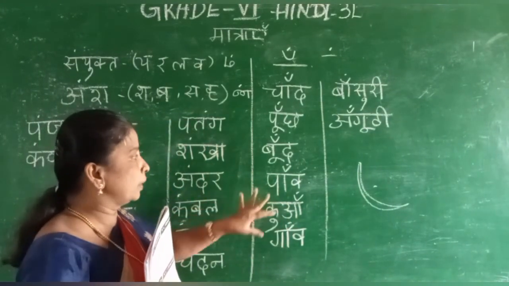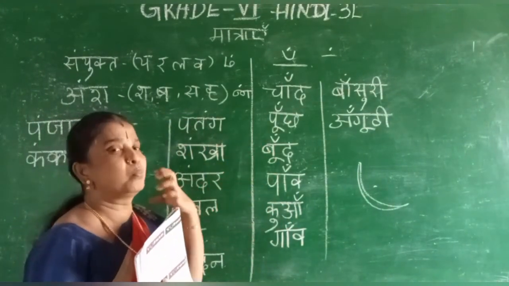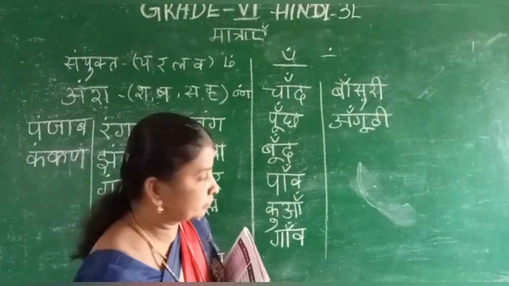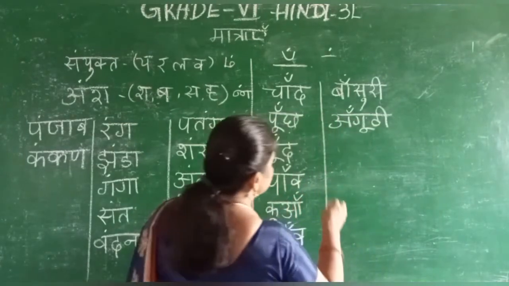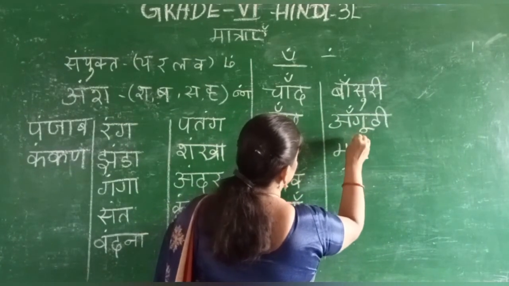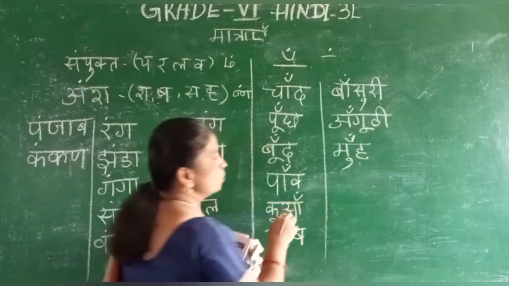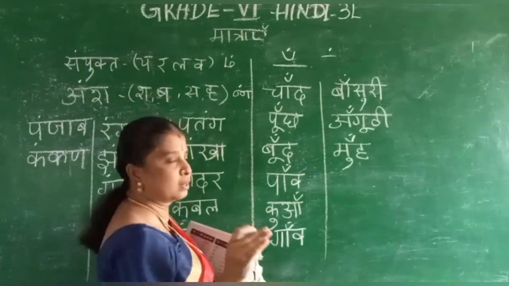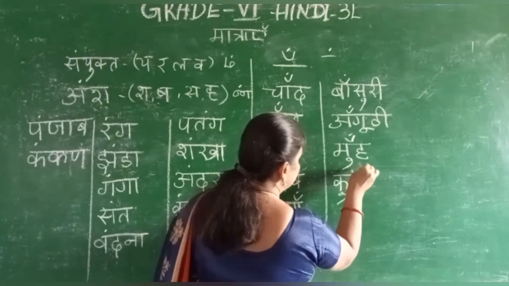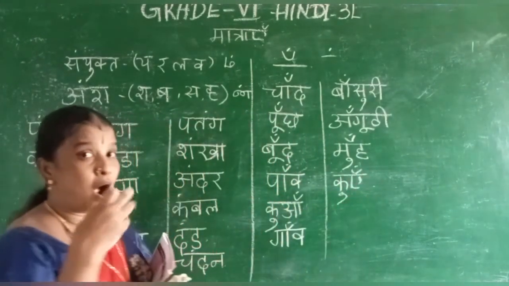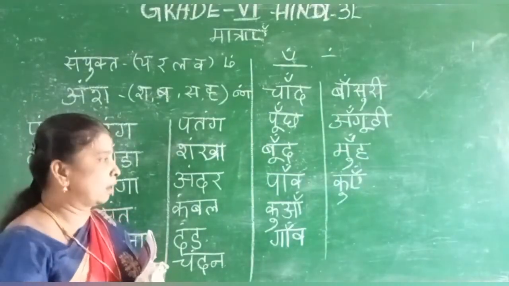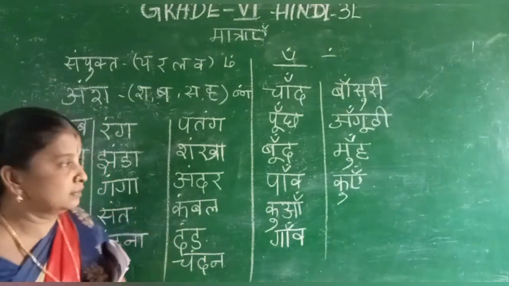But how to pronounce? The sound should come out of the mouth. Another word. See. Mukh. How to pronounce? Mukh is not that. Mukh. Next. Kuye. How to pronounce? You listen very carefully to how the sound comes up from our nose. Kuye. Kuwa. Pow, like that.